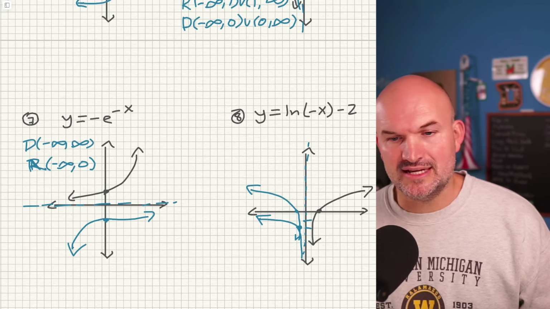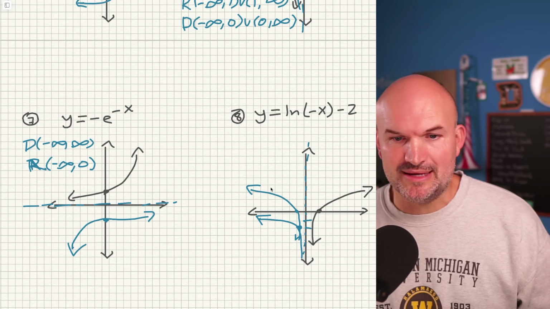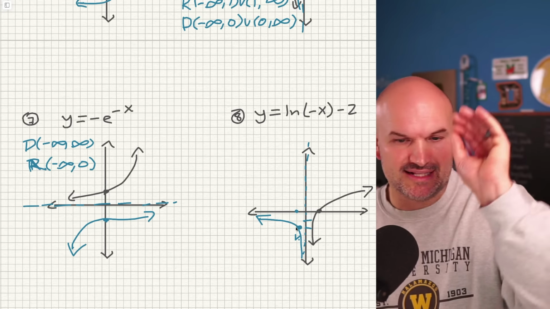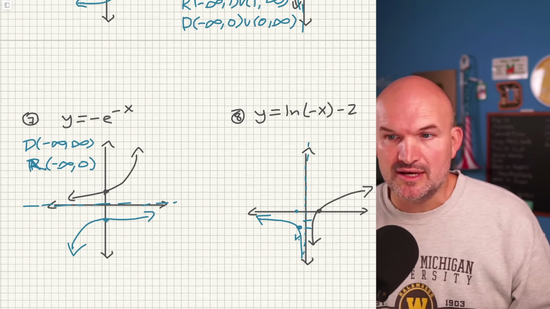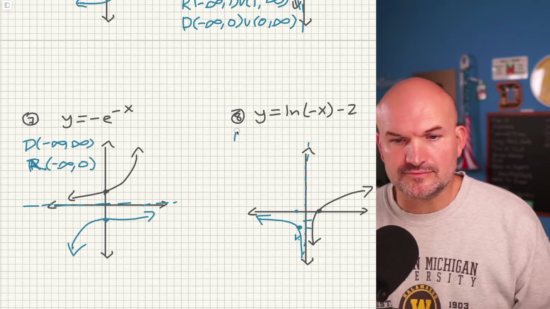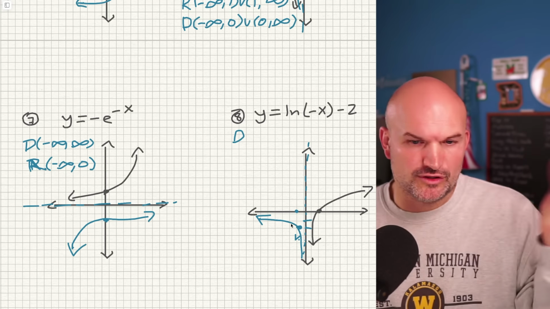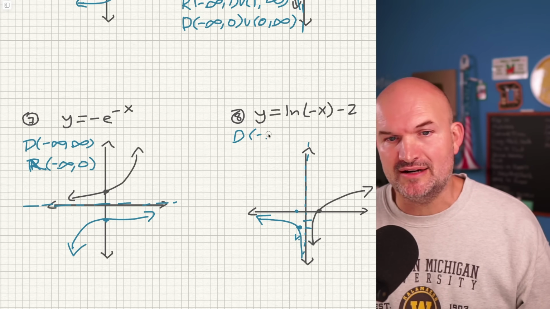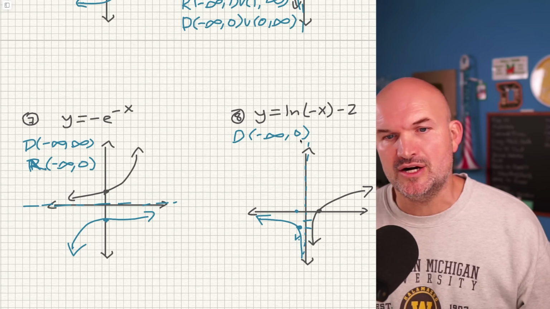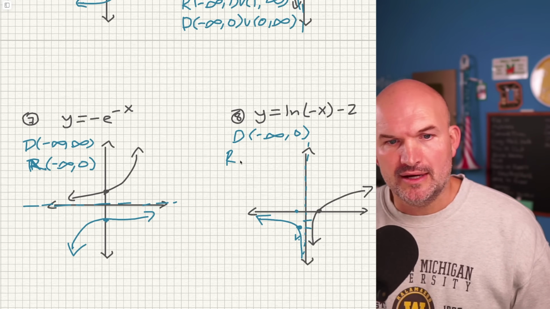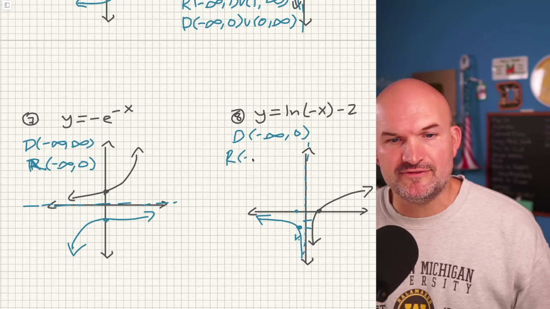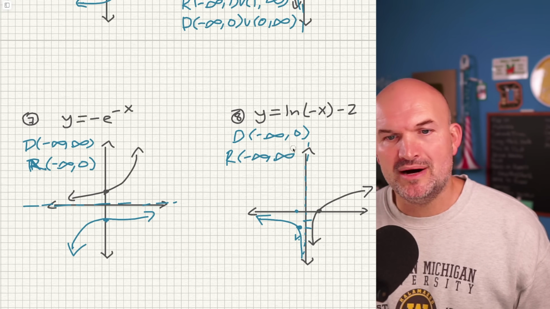Okay, and in terms of the range, that's not going to be impacted at all. The only thing that's going to be impacted is my domain. For the parent graph, my domain was all positive numbers, but with the reflection, it's now only going to be all negative numbers. So that's from -infinity to 0. Again, 0 is not a part of the domain because it's an asymptote. And then my range here is going to be from -infinity to positive infinity.